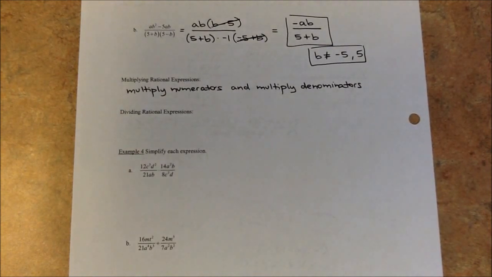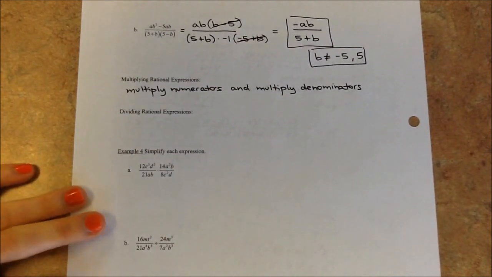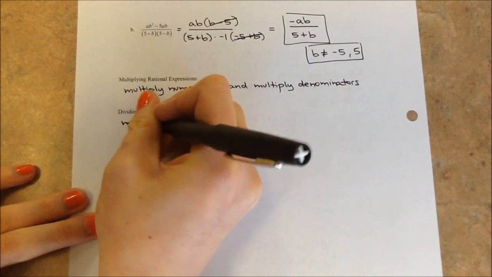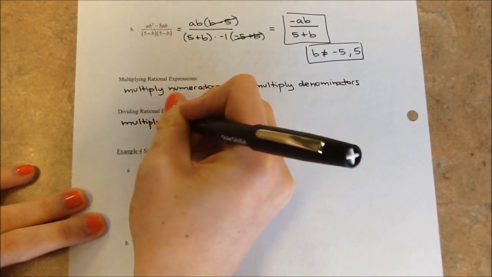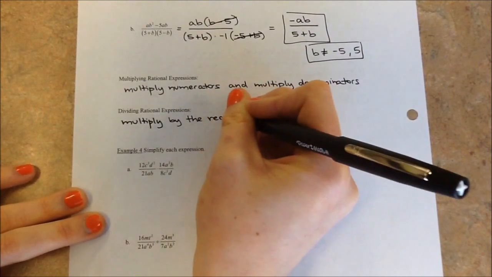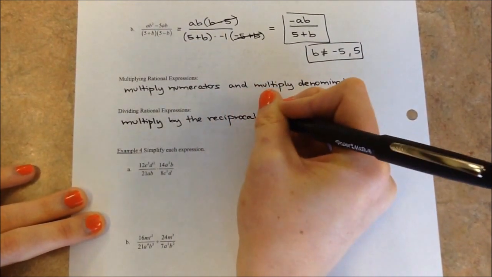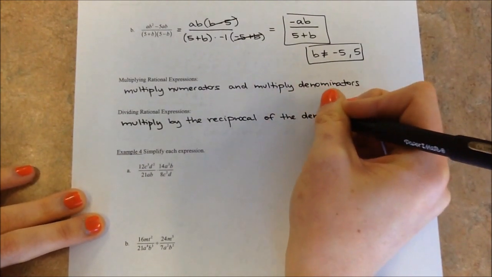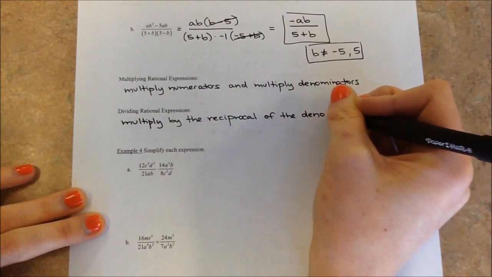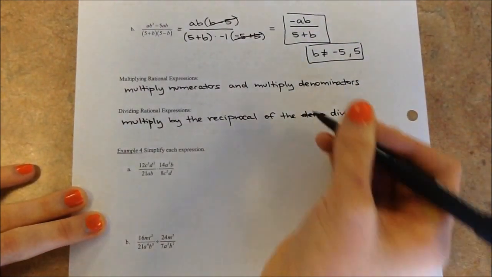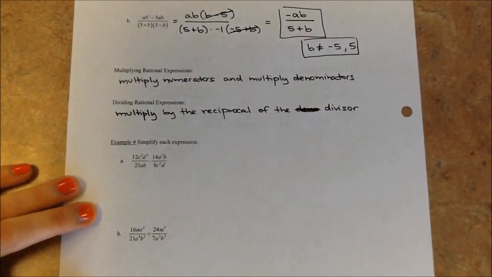And then dividing, you've done this before with rational numbers as well. When you're dividing rational expressions, what you do is you multiply by the reciprocal of the divisor. I'm sorry, whoops, this should say divisor. Sorry about that, I started to write denominator.